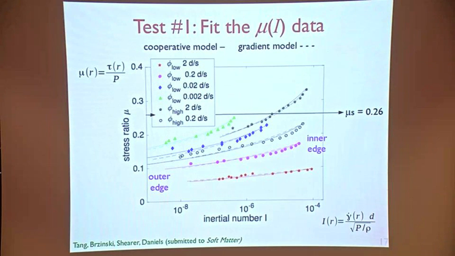So this μs is measured at the outer cylinder. This is the outer edge, and this is the inner edge. How do you measure μs? I don't. I guessed it here. For the moment, I have guessed it. I will do better later.